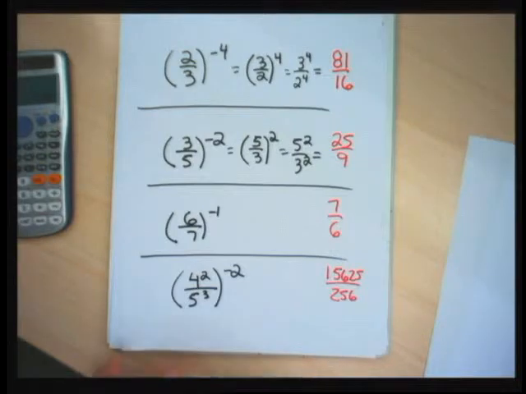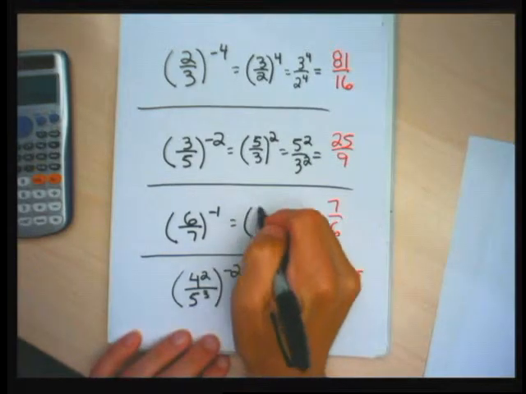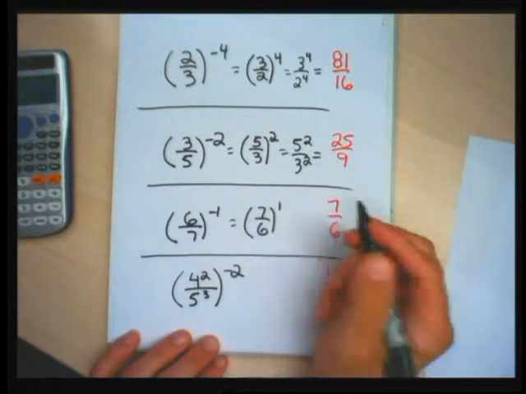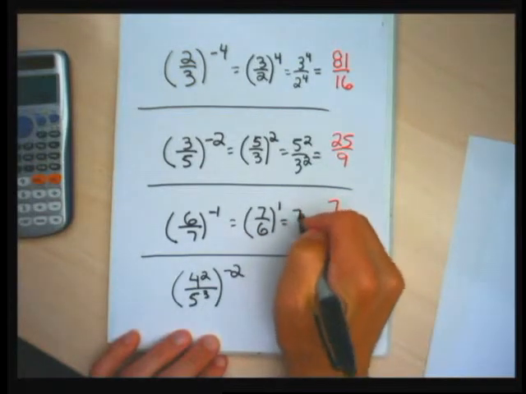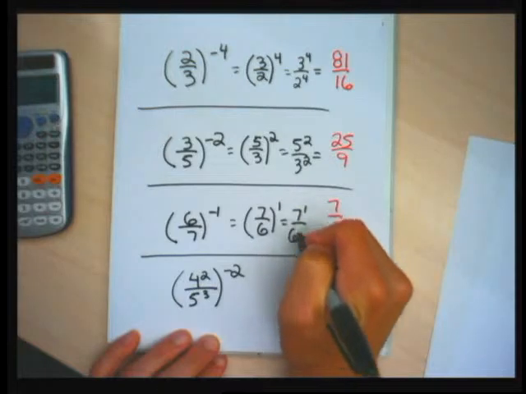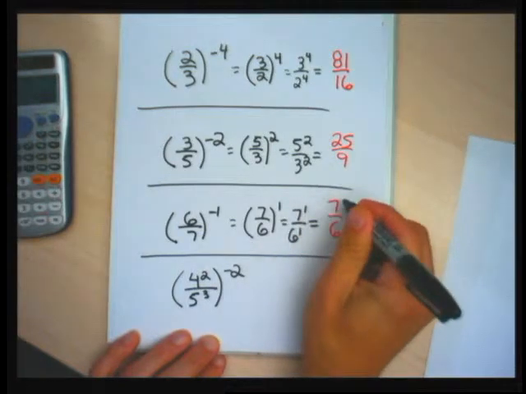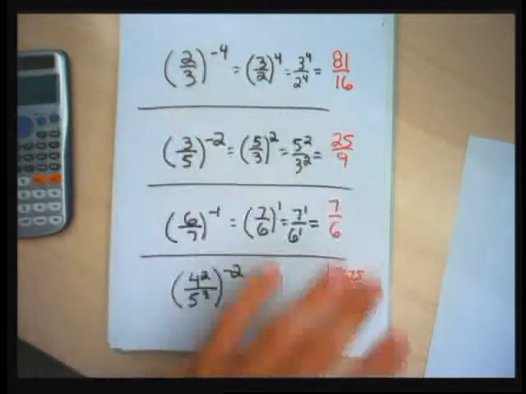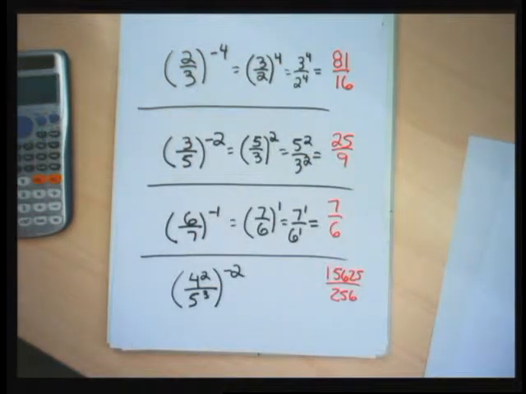Third one, 6 over 7 to the negative 1 reduces to 7 over 6 to the first power, which is 7 to the first power over 6 to the first power. 7 to the first power is 7, 6 to the first power is 6. So all my work here in black is matching up to my orange answers that my calculator gave me.